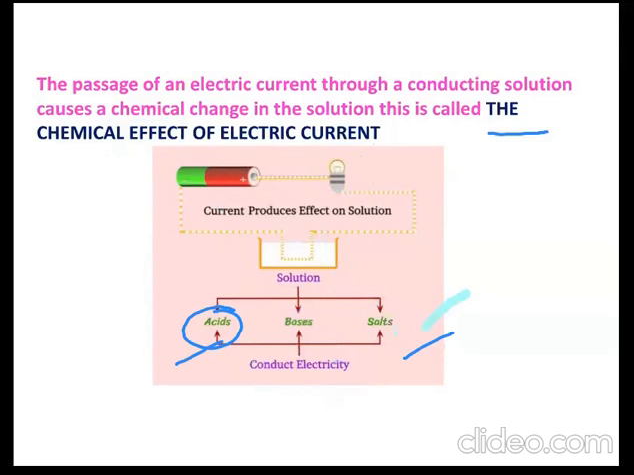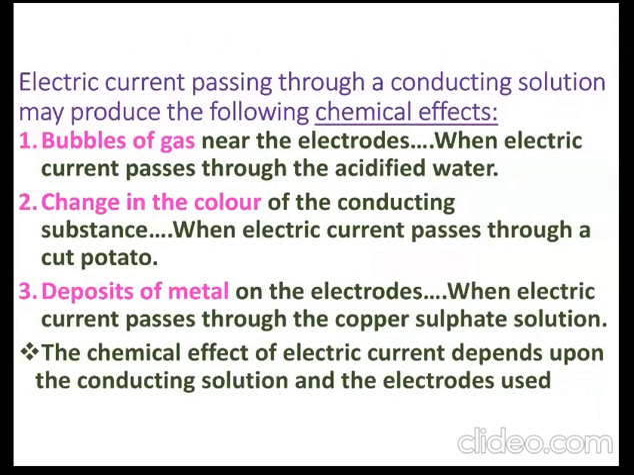Now, what type of chemical changes can it cause on passing current? What can happen to the solution? These are a few chemical effects which have been observed. First, bubbles of gas are observed near the electrodes. On passing current through an electrolyte solution, you may see bubbles, right? The evolution of bubbles is an indication of chemical change.